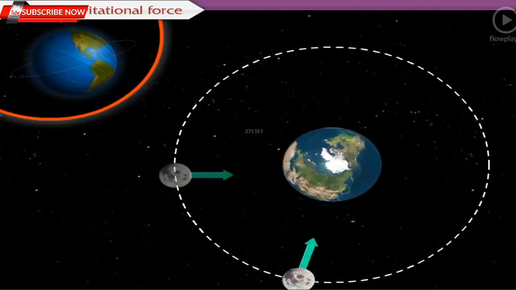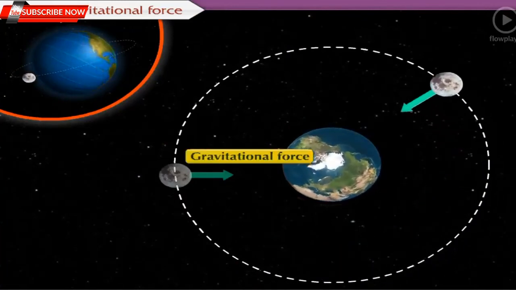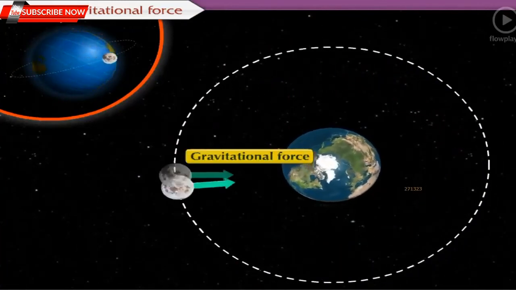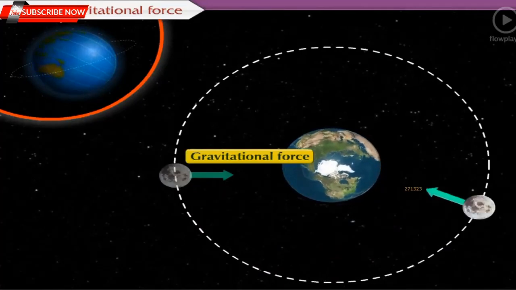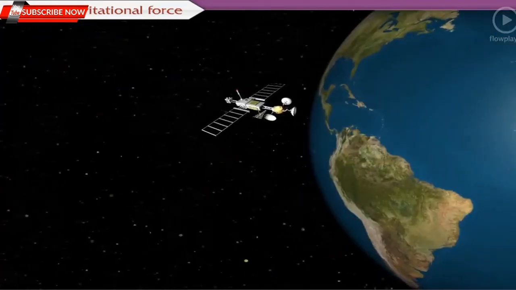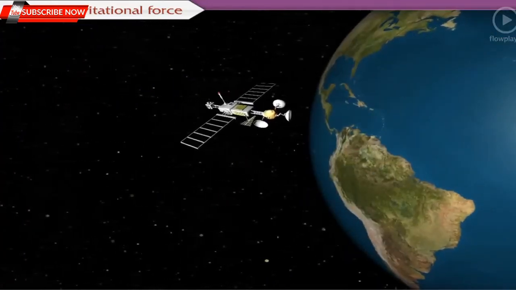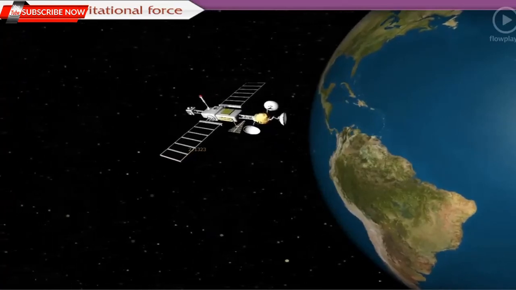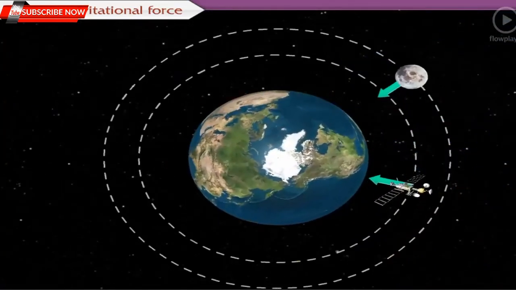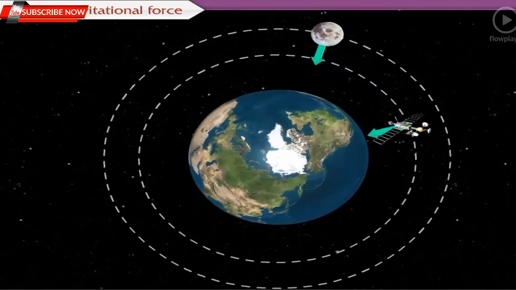We already know that the gravitational force due to the Earth acts on the Moon, because of which it revolves around the Earth. Such a situation happens in case of artificial satellites orbiting the Earth. The Moon and the artificial satellites orbit the Earth.